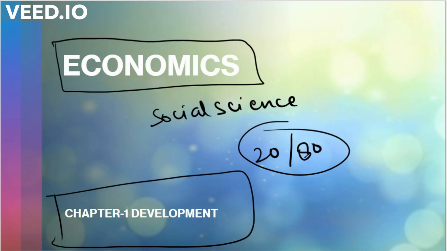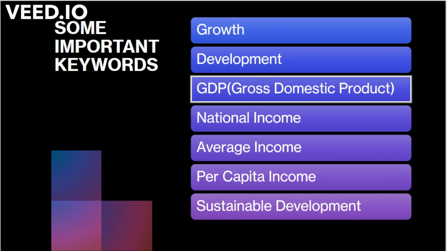But before going to see what is in the chapter, I would like to explain some basic points you have to know. I picked these points from your book, given directly or indirectly. The first point is growth. What is growth? How does it affect our economy, how does it relate to development? We all know these things. Then development, gross domestic product (GDP), national income, average income, per capita income, and sustainable development. After completing these topics, we will go to chapter number 1, development.